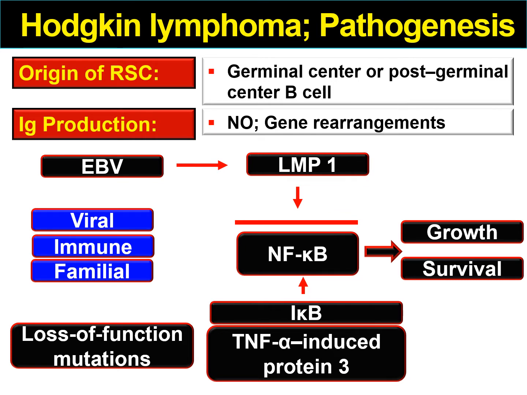Loss of function of both of these, which are negative regulators of nuclear factor kappa B, is responsible for growth and survival of these Reed-Sternberg cells. So the main step in the pathogenesis is activation of nuclear factor kappa B.